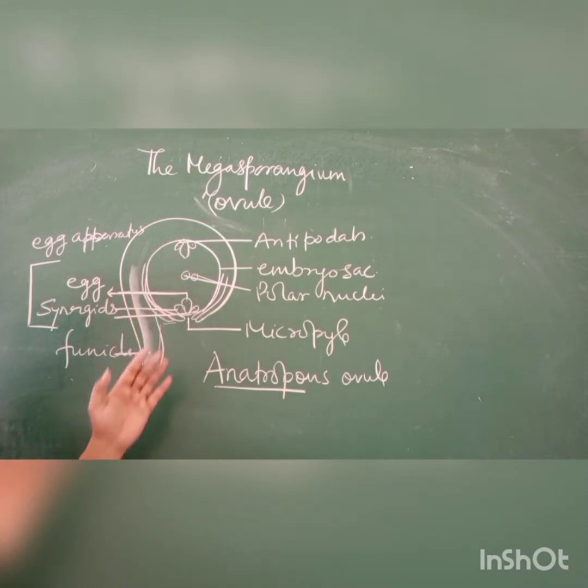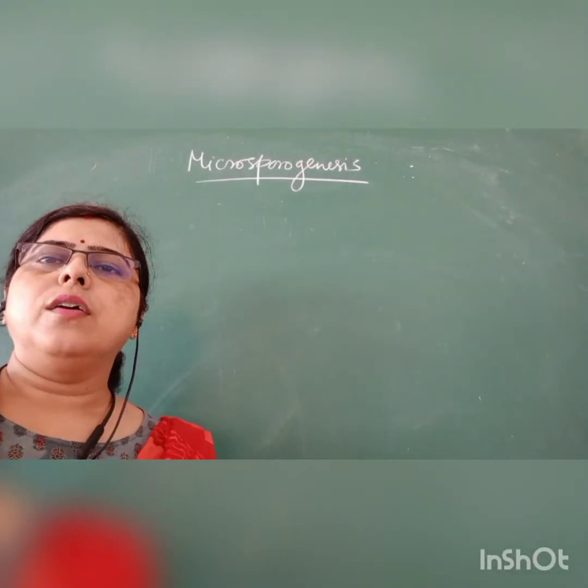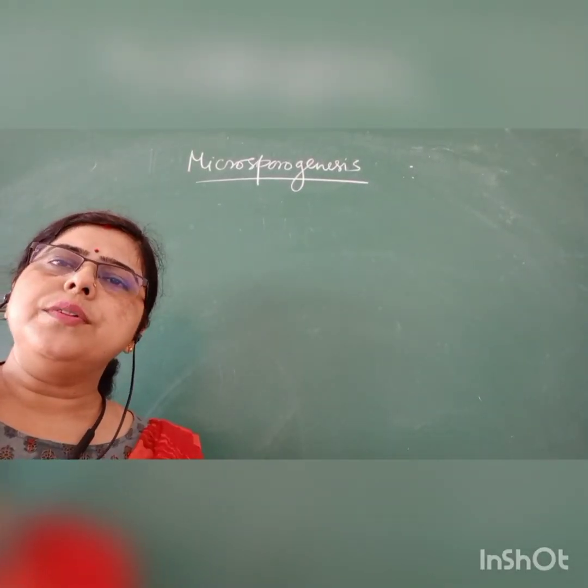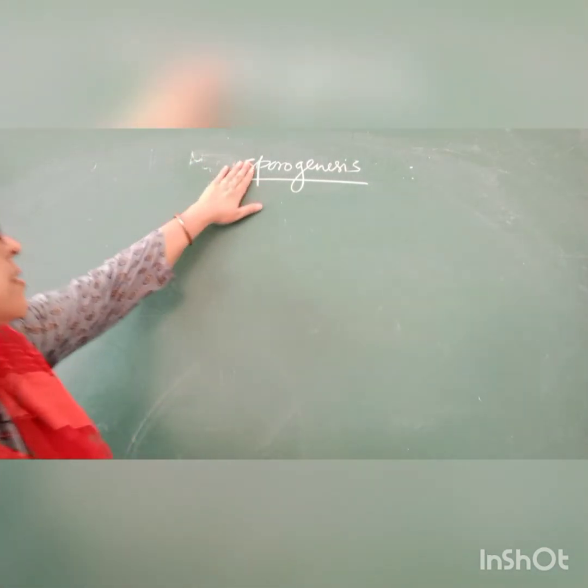So this is the overall structure of the ovule. The embryo sac, children, is also called the female gametophyte. So now let's discuss the megasporogenesis.